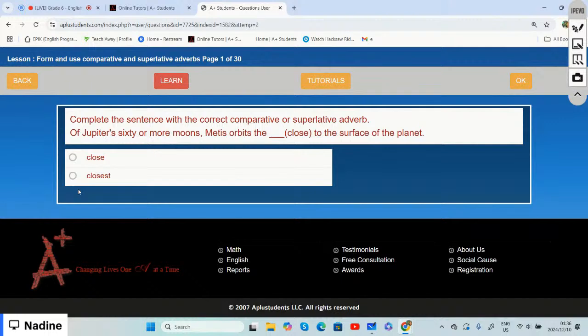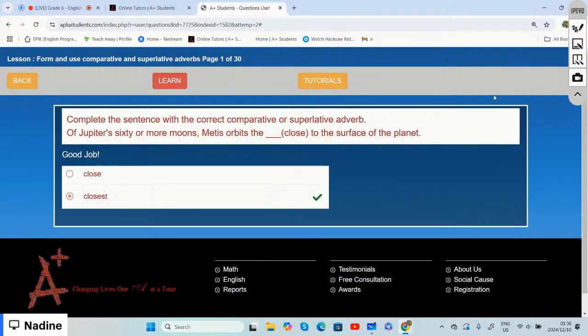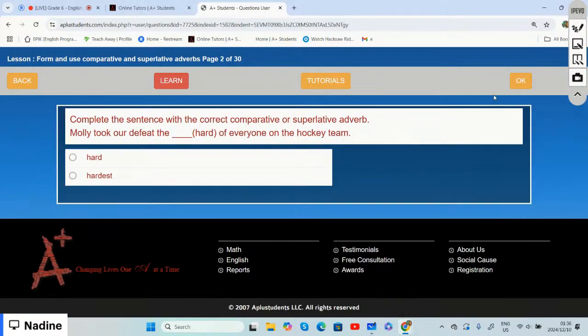And if we were to choose the correct option, we will say of Jupiter's 60 or more moons, Metis orbits the closest to the surface of the planet. So closest is the correct option. Option two. Well done. All right, let's go to the next one. And you're going to choose for us. It says Molly took our defeat, do we say the hard or the hardest of everyone on the hockey team?